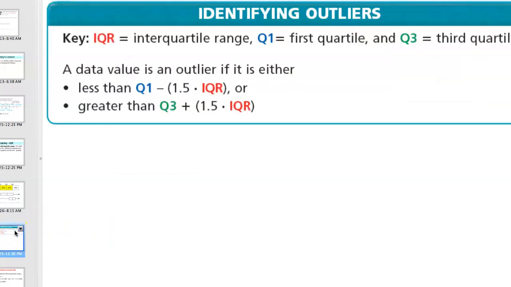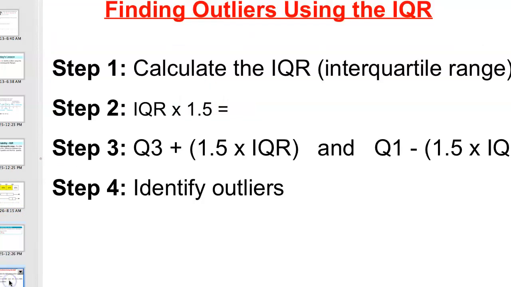Your textbook says to do that, we have to find the interquartile range, and then it says a data value is an outlier if it's less than quartile 1 minus 1.5 times the IQR, or if it's greater than quartile 3 plus 1.5 times the IQR. Now this sounds very confusing. We're going to do a few examples together and work through some problems to identify outliers.